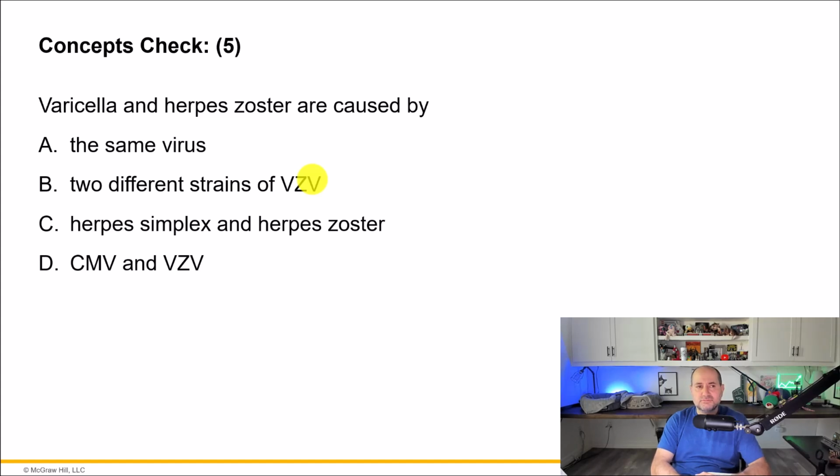Varicella, which means chickenpox, and Herpes-Zoster, which means shingles, are caused by the same virus. Yeah, isn't it the same virus? In fact, the virus is called Varicella-Zoster virus because it causes both varicella, chickenpox, and shingles, which is zoster.